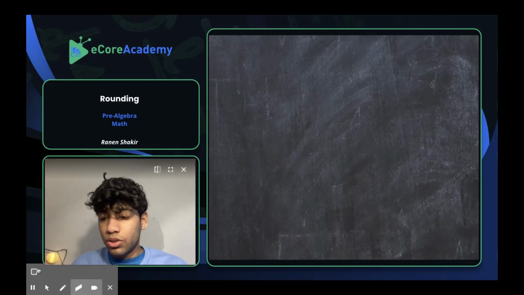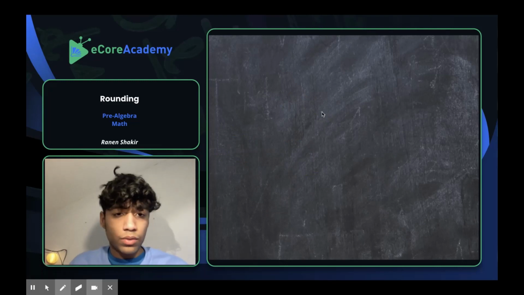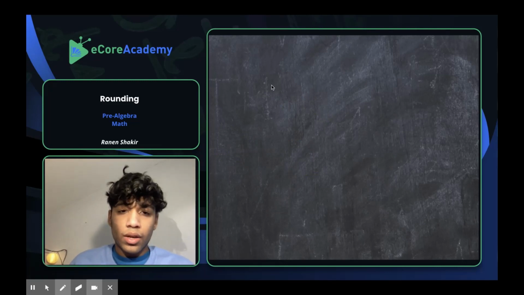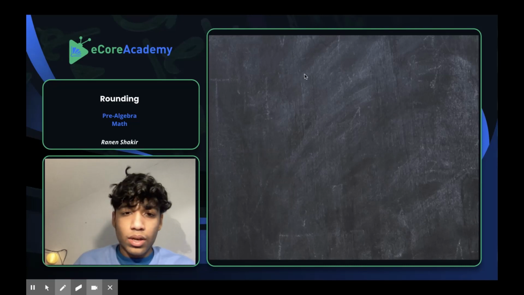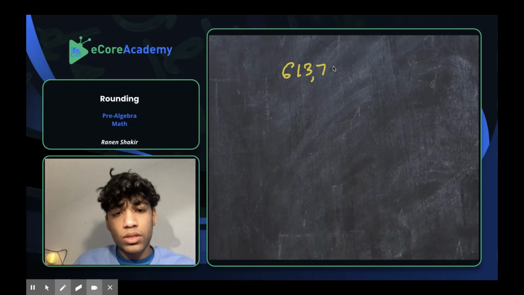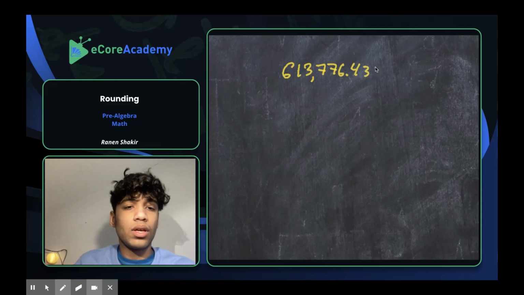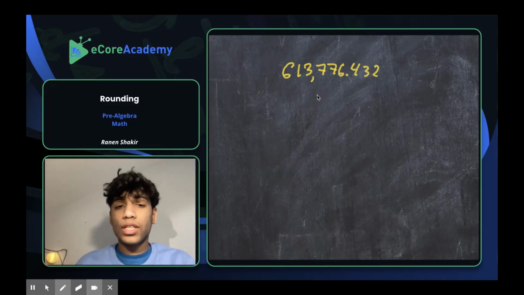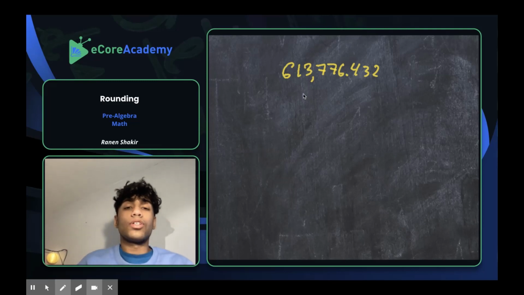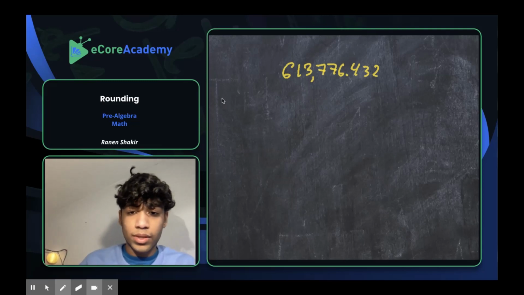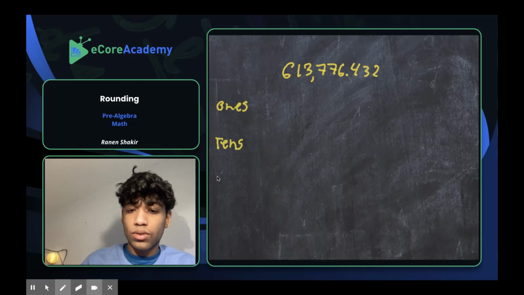All right. Let's try one more, and then we'll wrap up this video. So let's round 613,776.432. That's 613,776 and 432 thousandths. So let's round this to a couple of places. Let's round it to the ones. Let's round it to the tens. Let's round it to the hundreds.